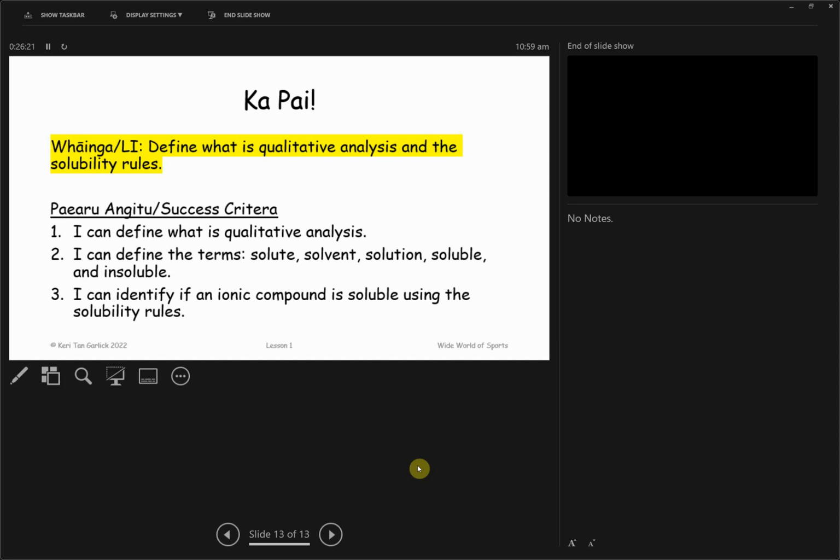For that success criteria, you should be able to define qualitative analysis, the terms, and also those solubility rules. All right, throw the spray, wipe down my desk. And that's everything.